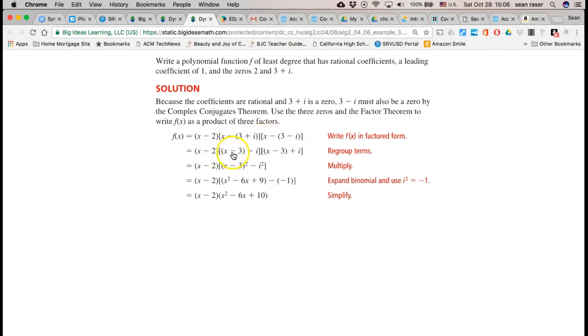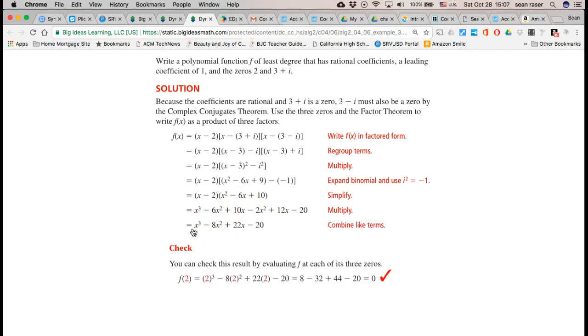Instead of having to multiply two three-term factors together, you just expand it using your difference of squares. So now we just have to multiply x minus 2 times x squared minus 6x plus 10. You guys all know how to do this, so I'm not going to write out all of the steps. But when we multiply it out, here are all our terms, and then we have to group together our like terms: minus 6x squared minus 2x squared, plus 10x plus 12x. And when we get those all together, we get x cubed minus 8x squared plus 22x minus 20.